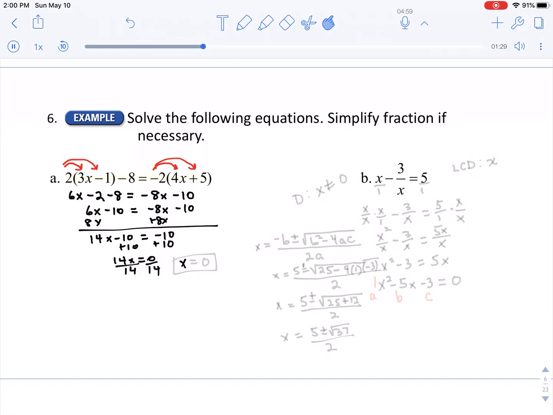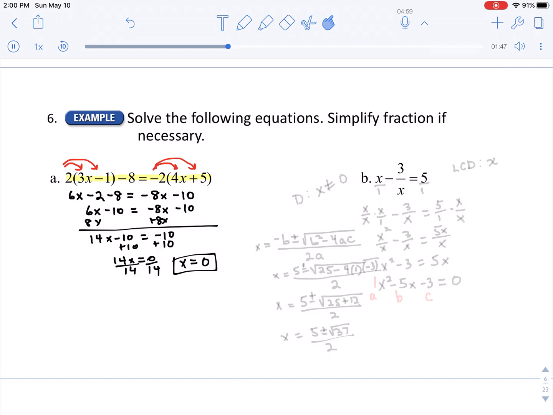Now you don't have to check this, but you always can check it. So you can substitute the 0 back in and make sure that in the original equation the left side equals the right side if you have time. I'm not going to do that, but if you did check it, it does work. All right, let's go to the second problem.